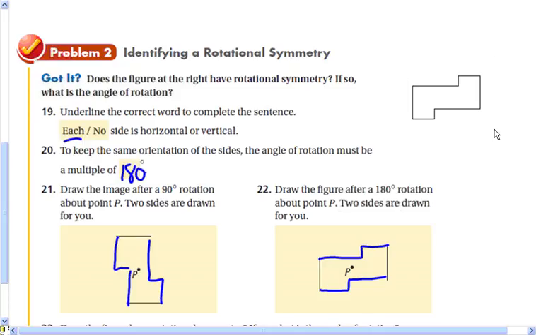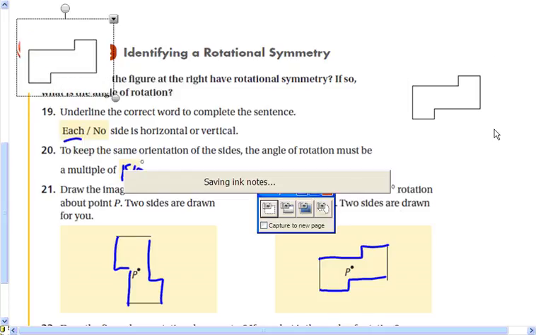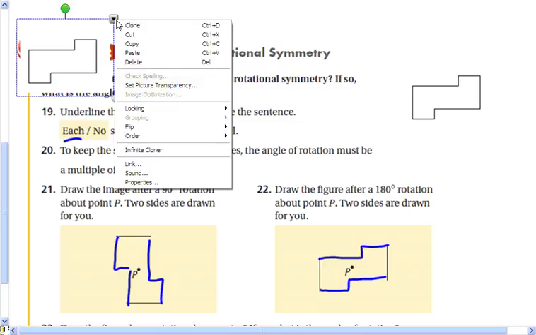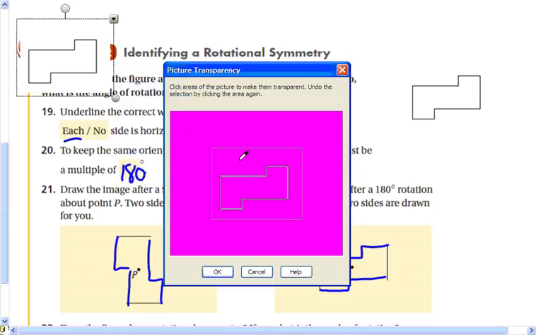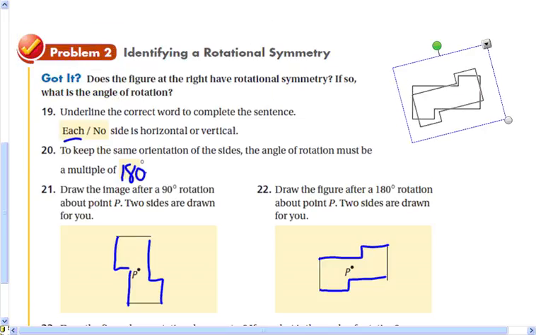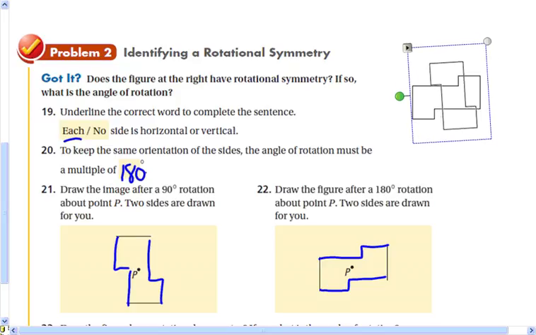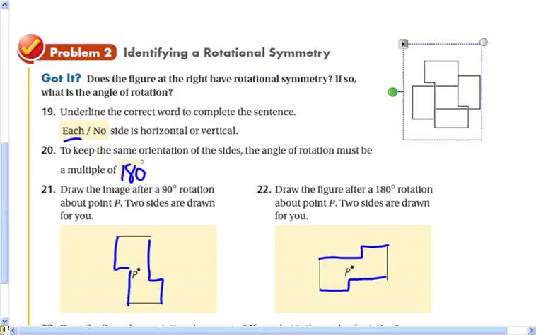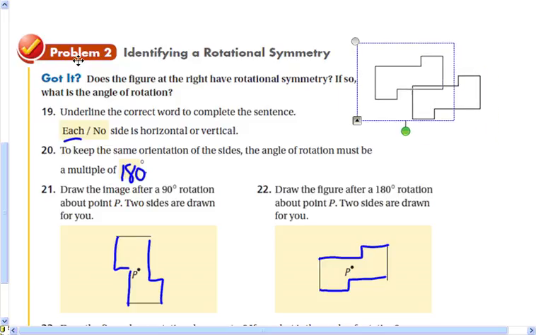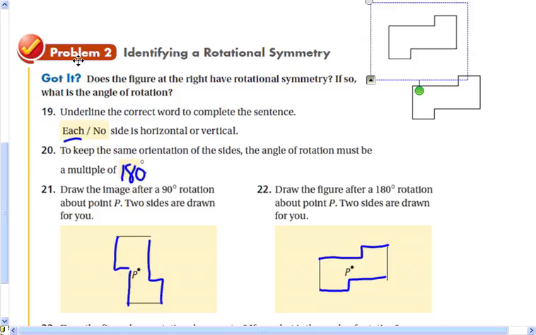And it'll help to take a picture of this to get an idea of what's going on here. And so if I rotate this, there's 90. 90 doesn't map onto itself, but if we rotate it 180, it does map onto itself. So as long as it's 180 degrees or less, it has rotational symmetry. So we're good there.